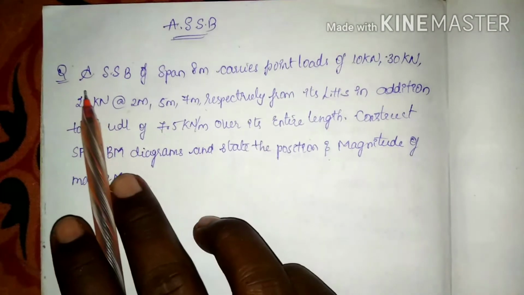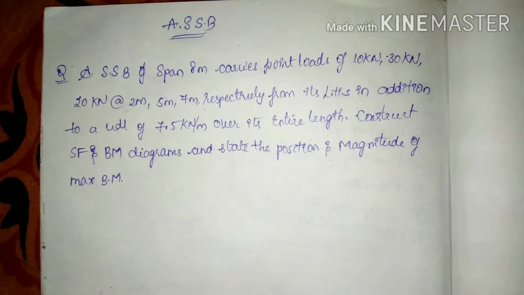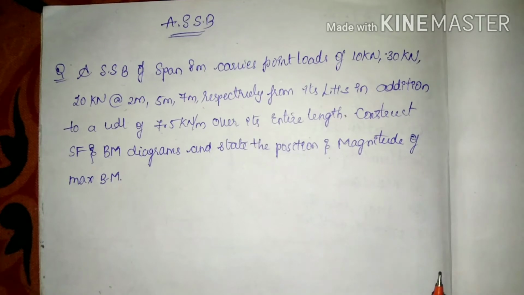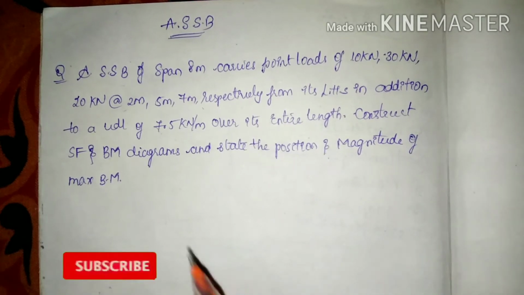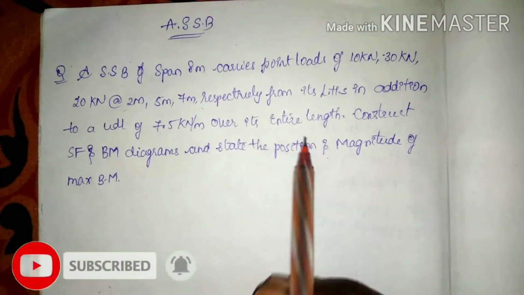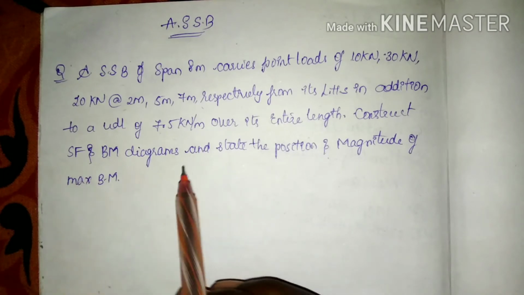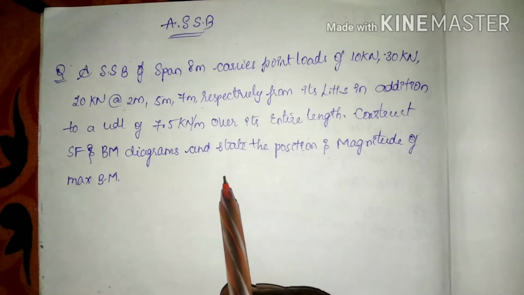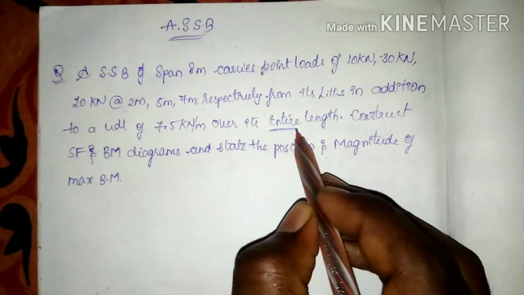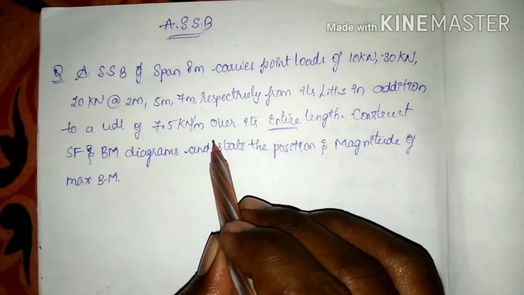A simply supported beam of span 8 meters carries point loads of 10, 30 and 20 kilonewtons at 2 meters, 5 meters and 7 meters respectively from the LHS side. In addition to these point loads, we have a UDL of magnitude 7.5 kilonewton per meter over its entire length. The UDL acts for the entire span of the simply supported beam.